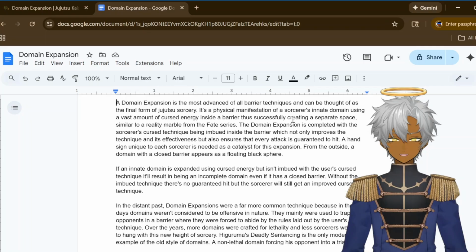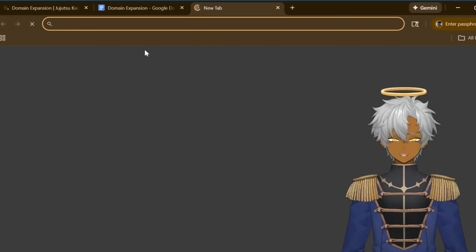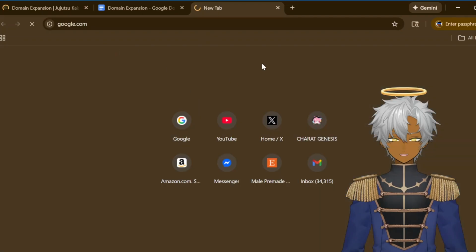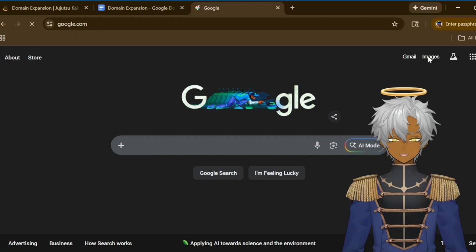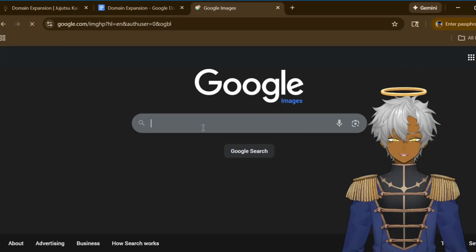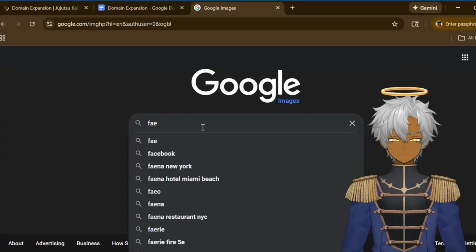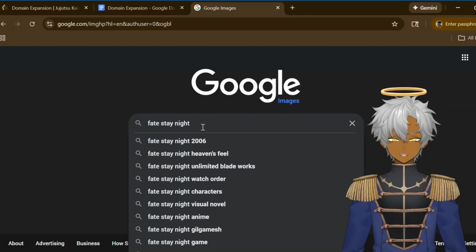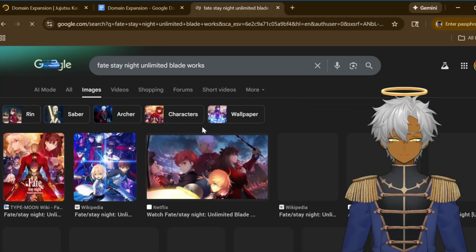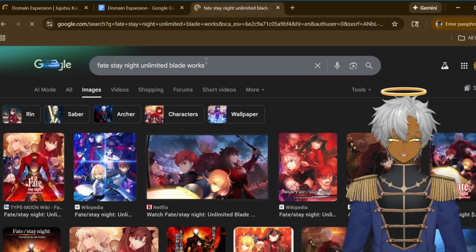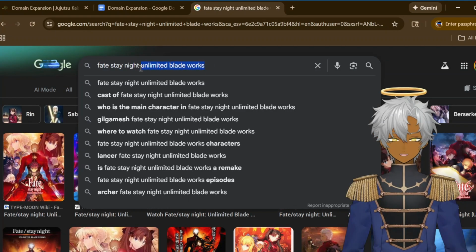My comparison here is thinking of it like the reality marbles from the Fate series. If you don't know, let me show you an example of that. We are just going to look up Fate Stay Night, the Unlimited Blade Works. I probably should have looked up something very specific, but it's okay.